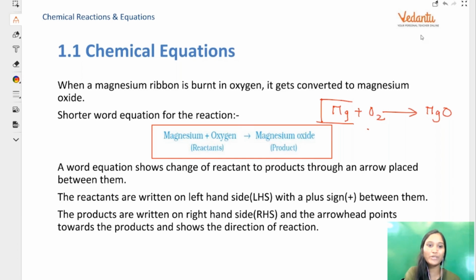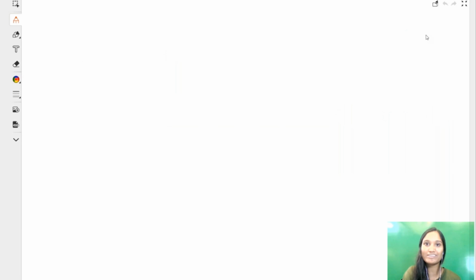But how do you write the chemical equation? Are there any rules that we follow to write the chemical equation? Or are there any points that we should understand about it? Yes, there are a few points.